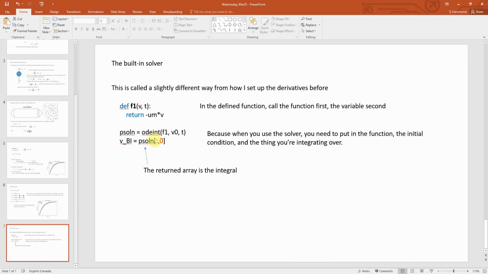this array will have as many dimensions as we have derivatives. So if we're also solving for x, then this would return a two-column array. And so soln colon comma 0 would be for velocity, and colon 1 would be for x. Actually, that might be backwards. But one of the arrays will be for position, one of the arrays will be for velocity if we're solving a second order differential equation. But the returned array is the integral, and so this is the built-in solver. And so for the next lecture, I will be discussing how to use these things in Python.